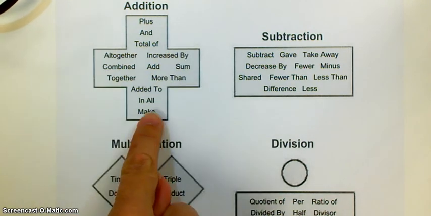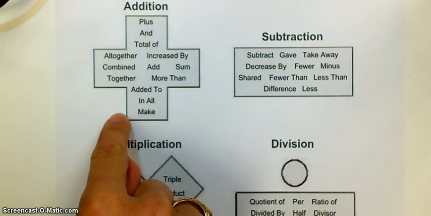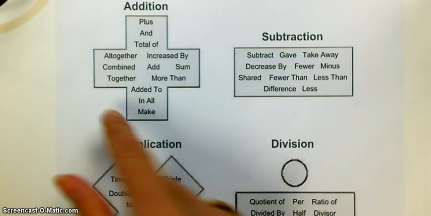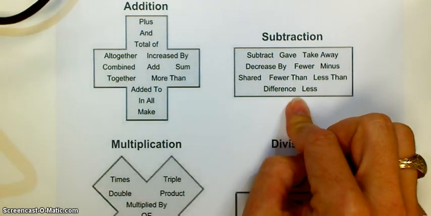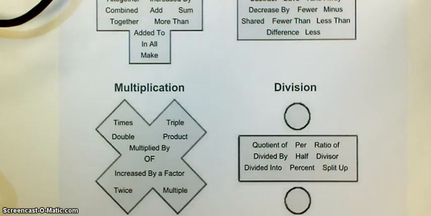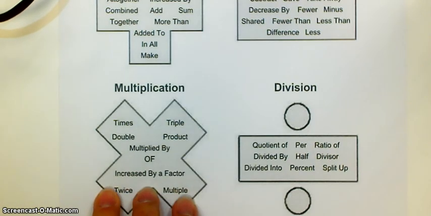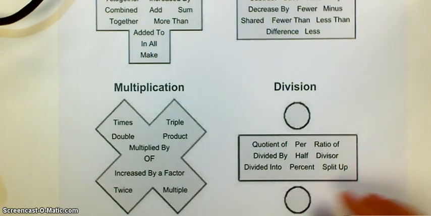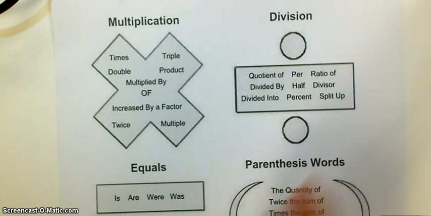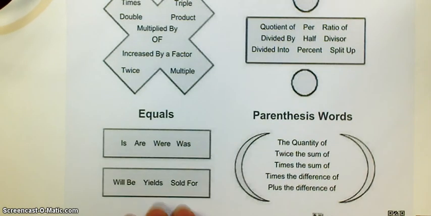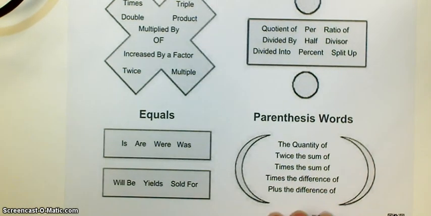So any of these words or phrases would mean the addition operation. Any of these phrases means you're subtracting. These types of phrases would indicate multiplication. These types of phrases indicate division. These sorts of words would indicate an equal sign. These sorts of words indicate that things need to be put in parentheses.